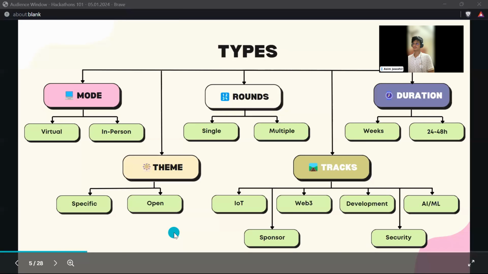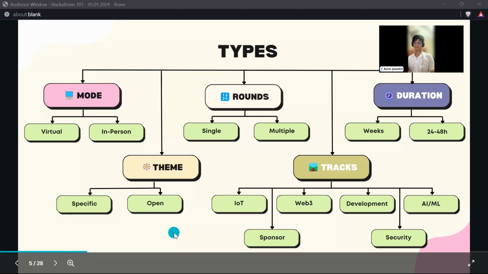Next is theme. For instance, ETH India is based on Ethereum, so you can only build projects around the Ethereum ecosystem. Some of them are open. A lot of the Indian college hackathons are open theme. Or you could also have different tracks. Tracks could be based on technology, so it could be machine learning, AI/ML, Web3, security, or IoT for that matter.